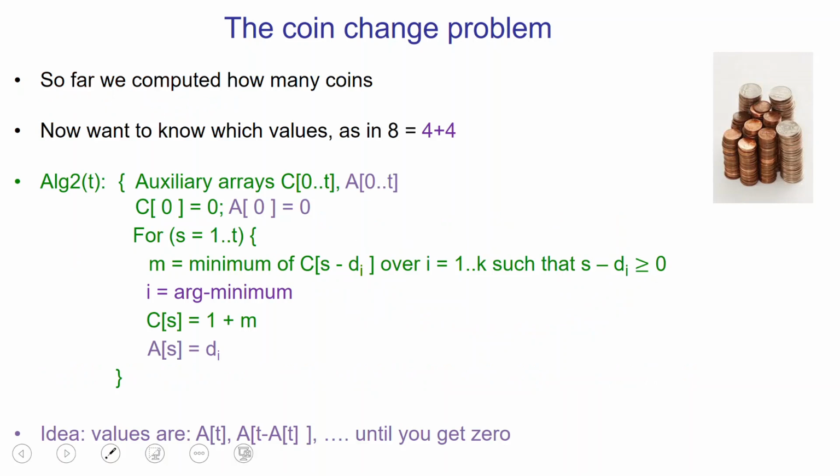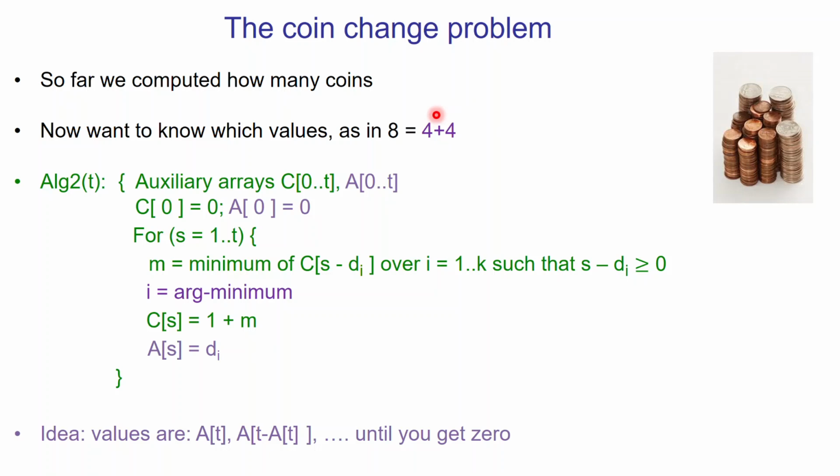So far we have computed how many coins we need. Now we also want to know what these coins are. For example, to give change for 8, we want to know that 8 is equal to 4 plus 4. We want to actually output these values. And there exists a general way in which you can modify a dynamic programming algorithm to also print the solutions.